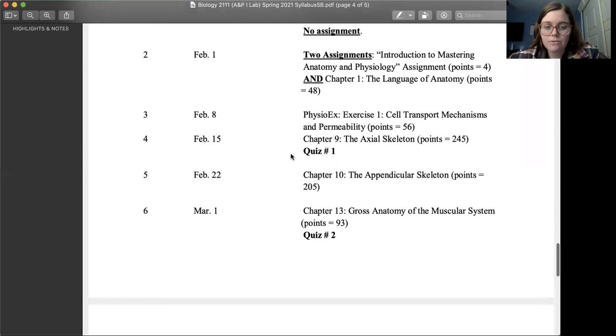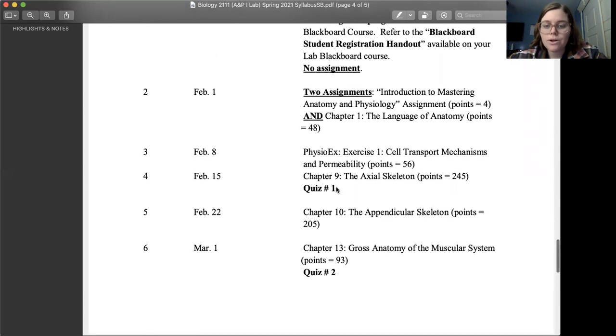The next one after that, I do want to point out the rest of the chapters are all on Pearson. There's no more physio exercises. You don't have to send me your answers after that. But what I will say is that on the 15th is your first quiz. What this quiz will go over is the last 2 weeks.